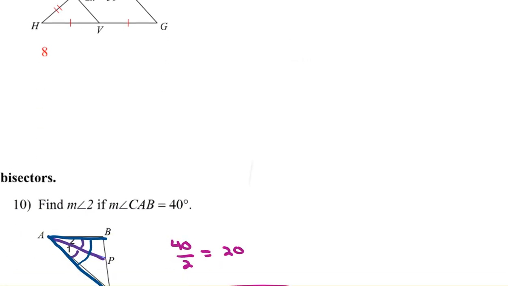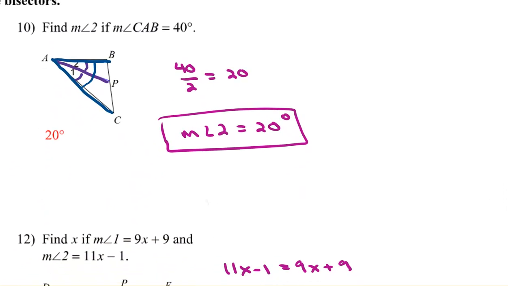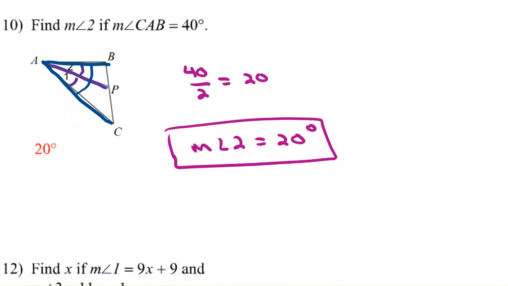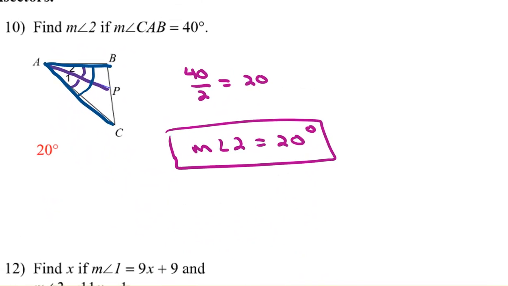This one was similar, so I left that to you. Okay, number 10, we have angle bisectors. These angle bisectors cut angles in half, into equal parts. They bisect them. Here we're told the whole thing is 40, and the measure of angle 2 is just one of the angles that we cut in half. So we'll take 40 divided by 2 and get the measure of angle 2 is equal to 20 degrees.